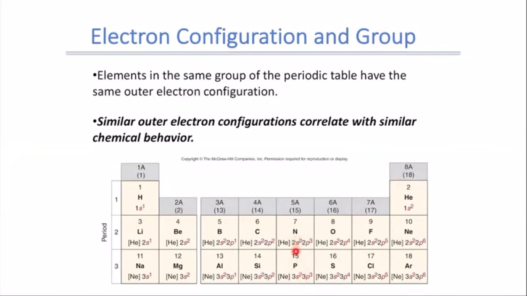So nitrogen is a 2s2, 2p3. Phosphorus, right underneath that, is a 3s2, 3p3. So you can see it has the same configuration. It's just the next level up, or the next level away from the nucleus. This is how atoms in the same column start to experience similar chemical behavior.